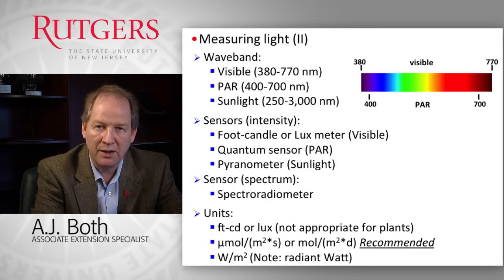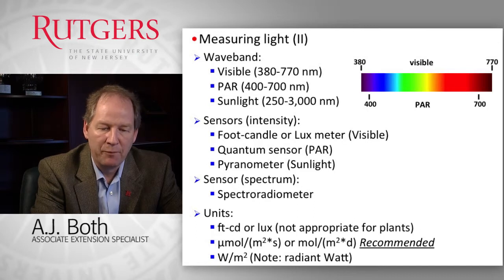And then if we want to look at the spectrum and the spectral quality of light sources, we use a spectroradiometer that can carefully measure light intensities at different wavelengths. The units that we use are foot candles or lux for sensors that measure visible light, but I want to stress that using that for plant applications is not appropriate because the plants respond differently to light than our eyes. We use the micromole per meter square per second, or if we integrate that over a time interval, typically an entire day, we use the mole per meter square per day as the unit.